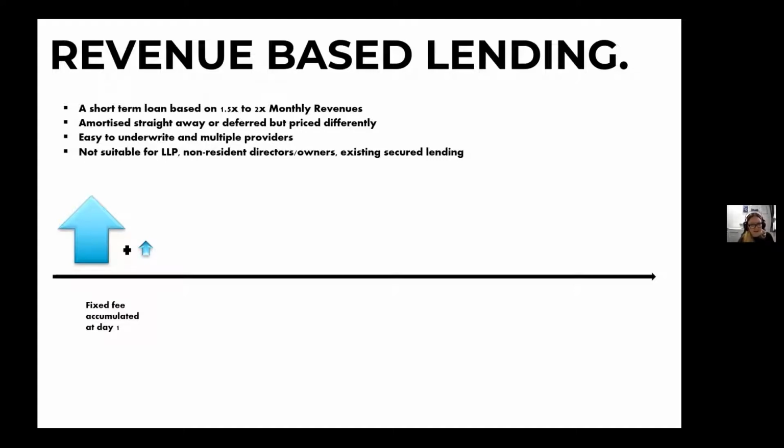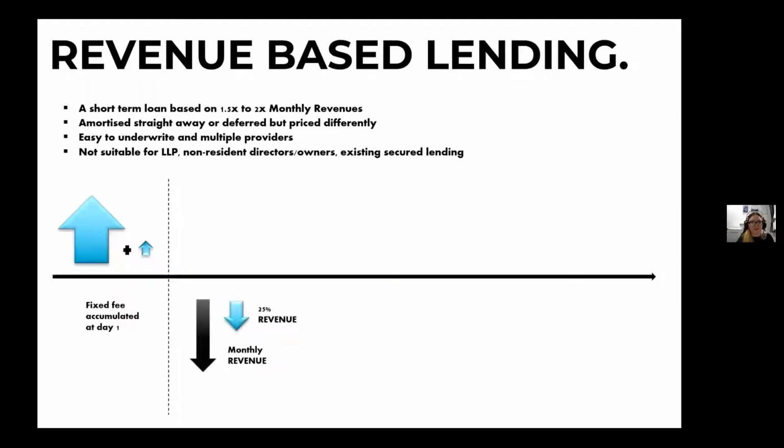And now let's look at how it manifests. So let's say that you take 100,000 revenue-based lending, which could be 1.5, 2 times your monthly revenues. That is the blue arrow going up. Plus you have the fee accumulated on top straight away. So even if you use it or you don't use it, that is accumulated straight away. So if it's 6%, then you will have £6,000 on top added to be paid immediately, the moment you sign on that virtual dotted line. And then what happens next? Let's see.